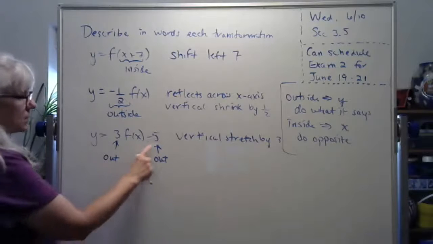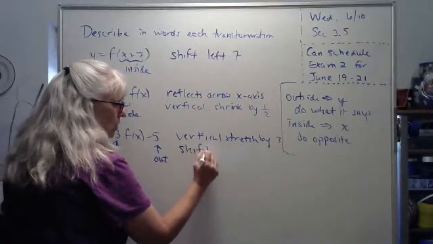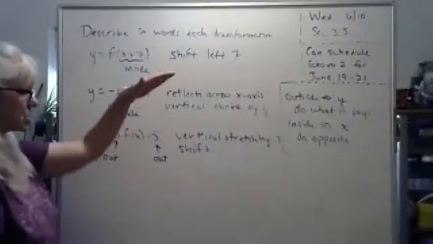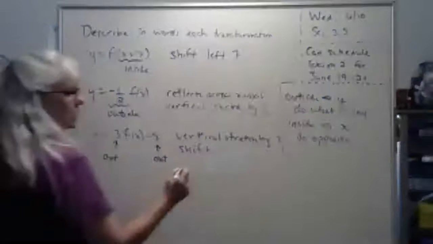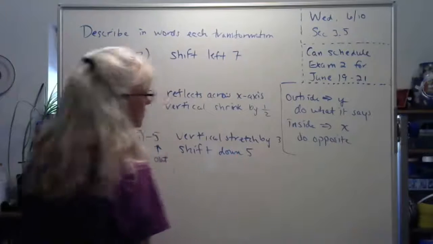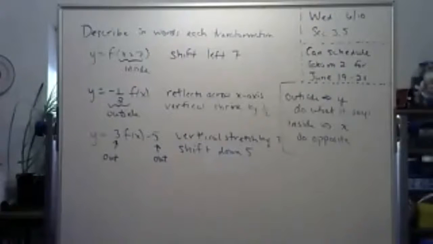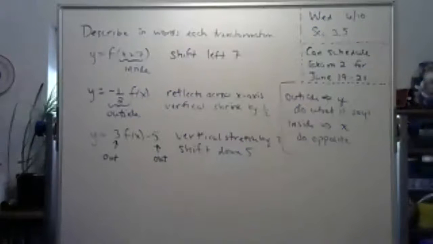Okay, what about the -5 at the end? That's going to then shift how? You're shifting things in the y direction. You do what it says, and a -5 needs to go down. So we're going to shift down 5. Good. Comments or questions about those guys? We're going to do one more and then we'll move on.